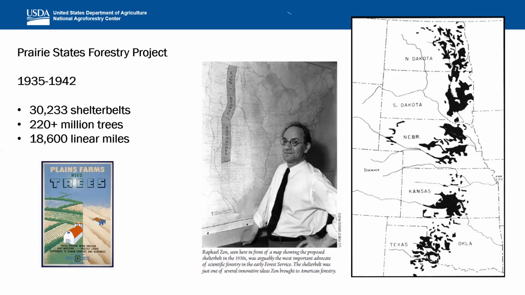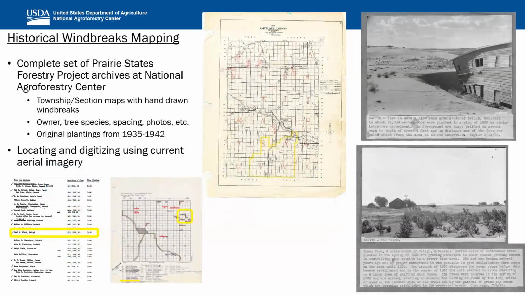You can see on the map on the right there, the area's concentration where those windbreaks were planted. And the photo of the gentleman in the center is Raphael Zahn. He was the technical coordinator for this project, and he was the first chief of Forest Service Research. So interestingly enough, the headquarters for the Prairie States Forestry Project was in Lincoln, Nebraska, and much of the original documentation from that project ended up at the National Agroforestry Center.